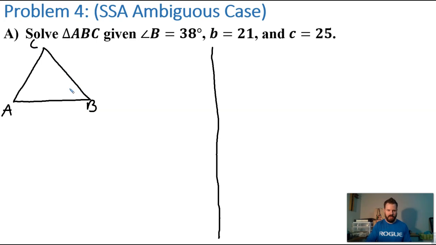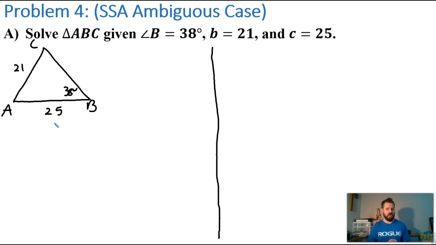We're given angle B is 38 degrees, little b is 21, and little c is 25. So I have my side-side-angle where the opposite side is shorter than the adjacent side. That means this is the ambiguous case.